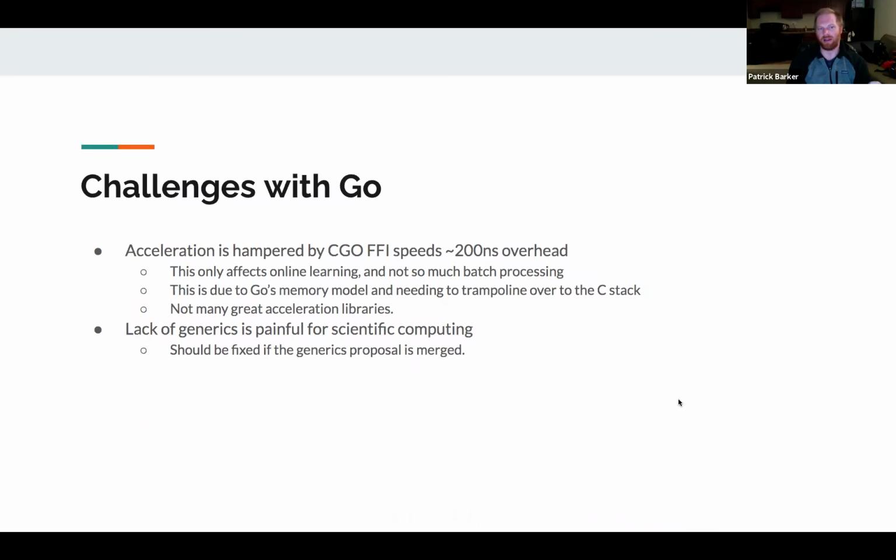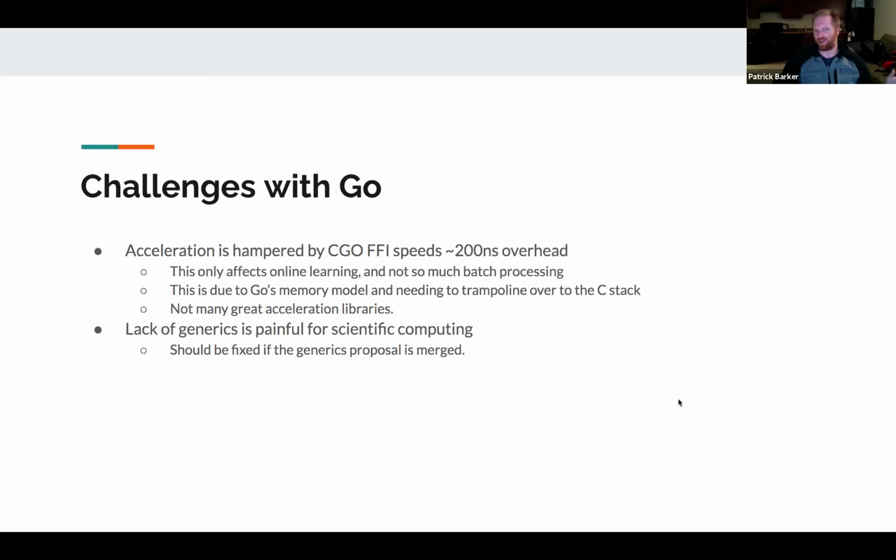Challenges with Go. So as I went through and I read all this stuff in Go, I came across a couple of things. Acceleration is really hampered by the CGO FFI speeds, which are about 200 nanoseconds of overhead per call. Most machine learning uses GPU processes, so you want to be able to take these actions as fast as possible and learn as fast as possible. Most of the machine learning models have upwards of thousands to hundreds of thousands of parameters that you need to update. Those computations are just extremely intensive. So in order to do that, you often want to use GPUs for them. Pretty much all of the GPU libraries are written in C. And because CGO has this 200 nanosecond FFI overhead, it's a little bit of a hindrance.